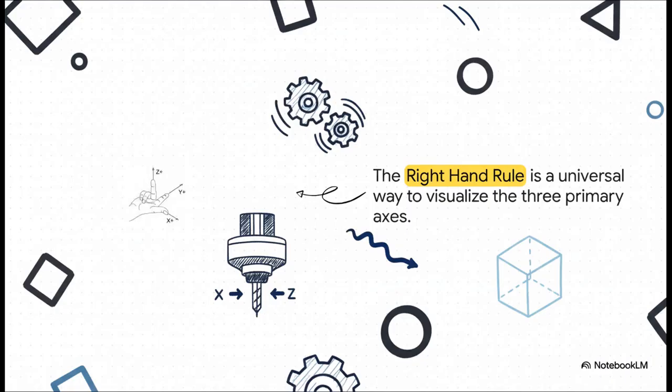Now, to keep all of these directions straight, machinists use a really simple but brilliant trick called the right-hand rule. You can actually try it right now. If you make this shape with your right hand, your thumb points along the Z-axis, your index finger points along Y, and your middle finger points along X. It's a universal standard, and it makes sure that everybody, everywhere, is speaking the same physical language.